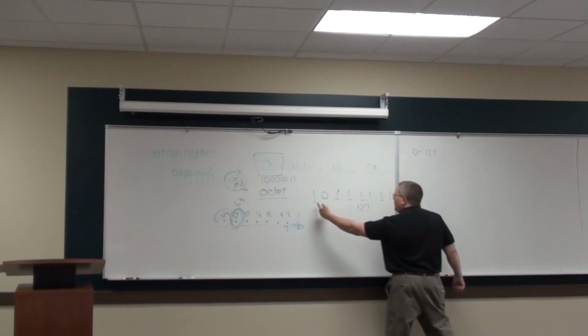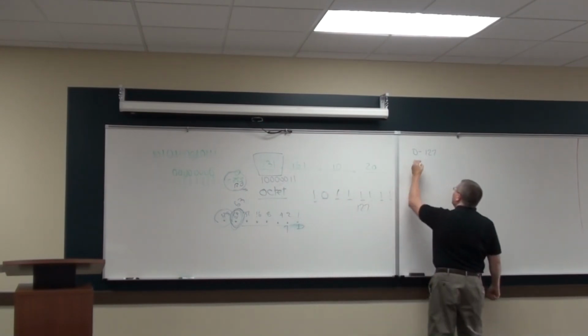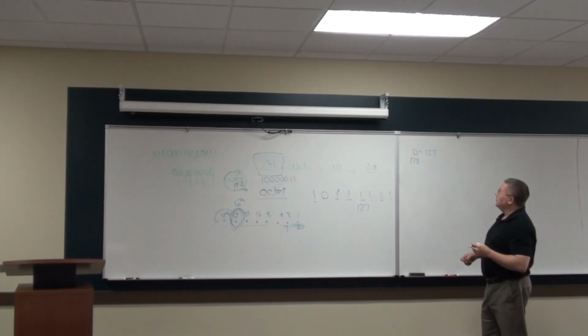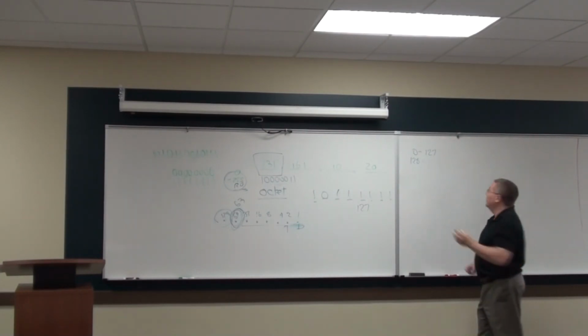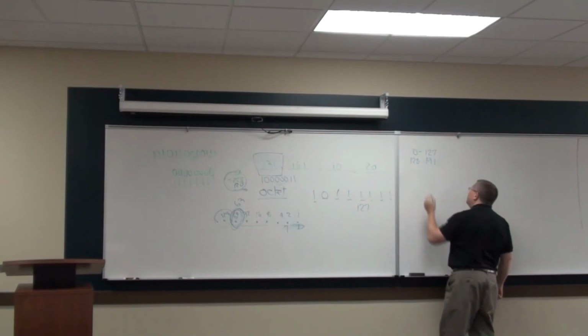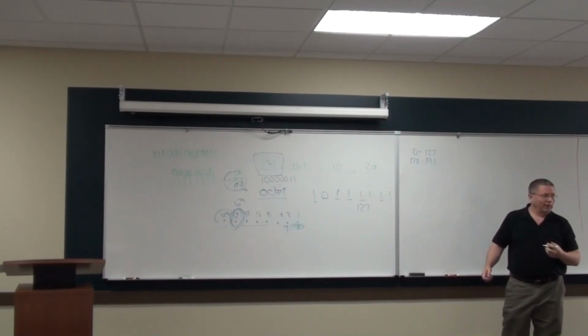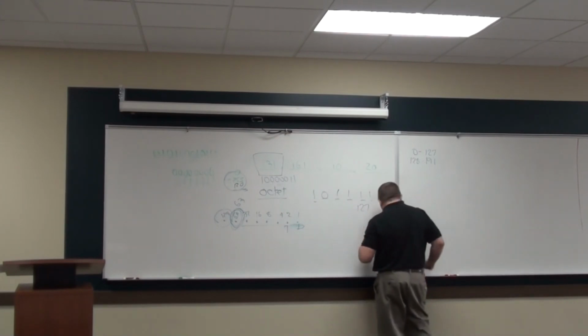So I know that every number that begins 1, 0 is going to be at least 128. And the largest it could possibly be is 128 plus 63, or 191. Sound familiar? You might have seen some of these addresses before, right? And then let's do one more.